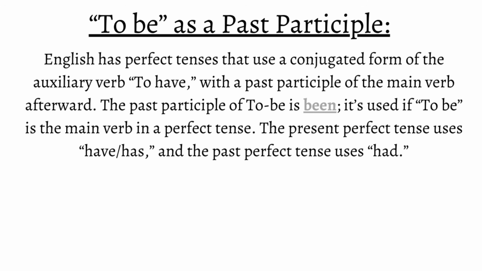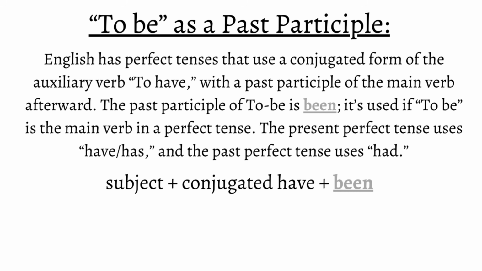English has perfect tenses that use a conjugated form of the auxiliary verb to have, with the past participle of the main verb afterward. The past participle of to be is been, and it's used if to be is the main verb in a perfect tense. While the present perfect tense uses have or has, the past perfect tense uses had. To form the past participle, we take a subject plus a conjugated have plus the past participle been.